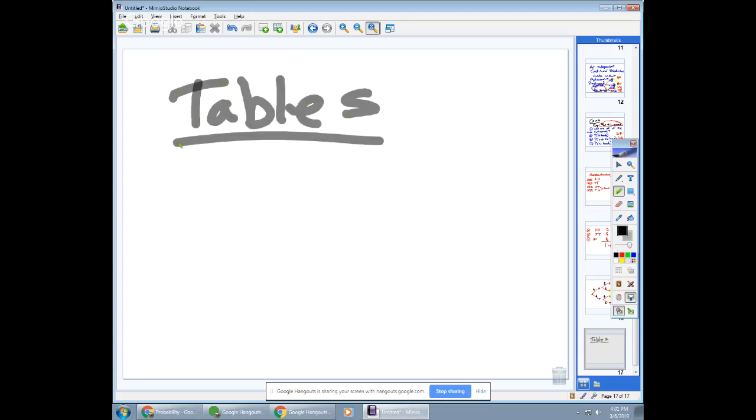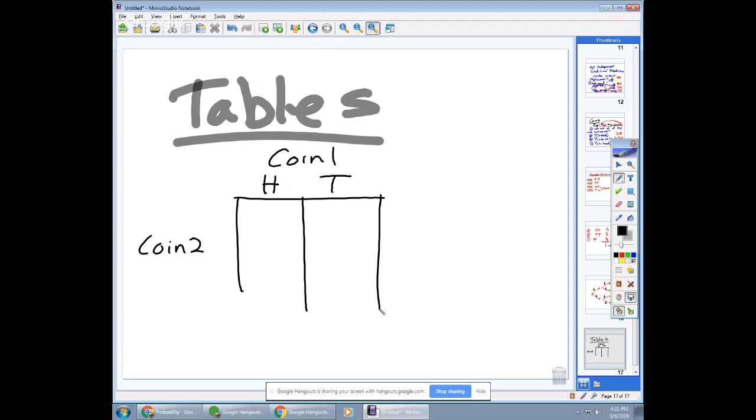Tables. So with a table, you can do a table when you have two different things happening together. So we have coin 1 versus coin 2. And coin 1 could be a head or a tail. That gives me 2 columns. Coin 2 could be a head or a tail. That gives me 2 rows.